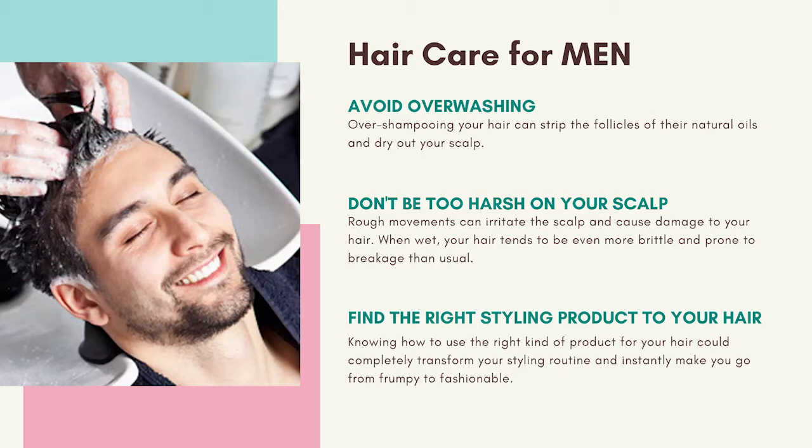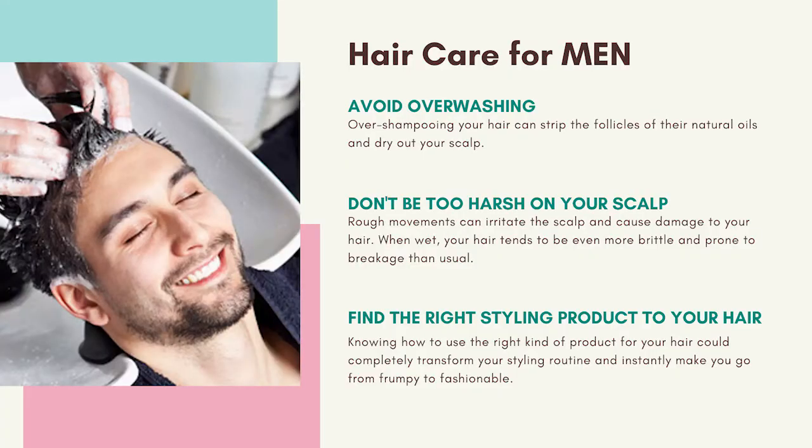When wet, your hair tends to be even more brittle and prone to breakage than usual. This is also the same with the hair of girls: when you dry your hair, don't rub it like that. You have to squeeze it with a towel. Of course, use soft towels or your old shirts. So that can also be used. Then find the right styling product for your hair. Guys, you know what's really best for your hair. For the gels that you use, make sure they are appropriate and paraben-free.